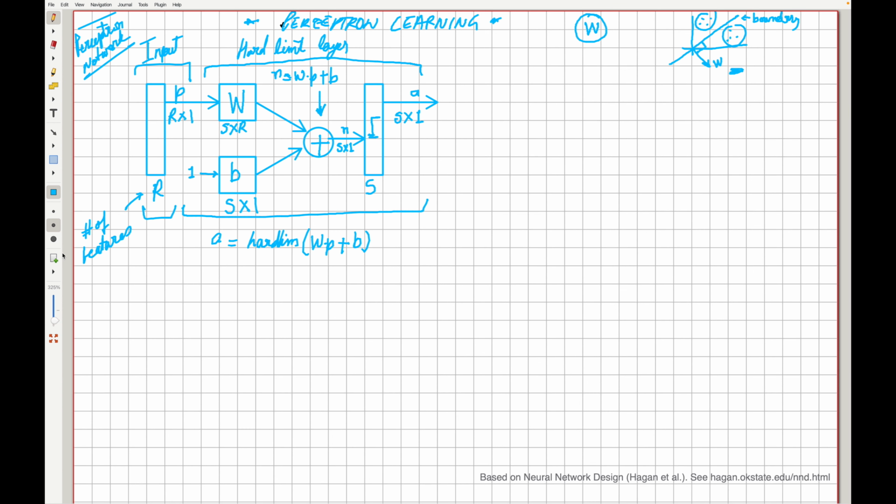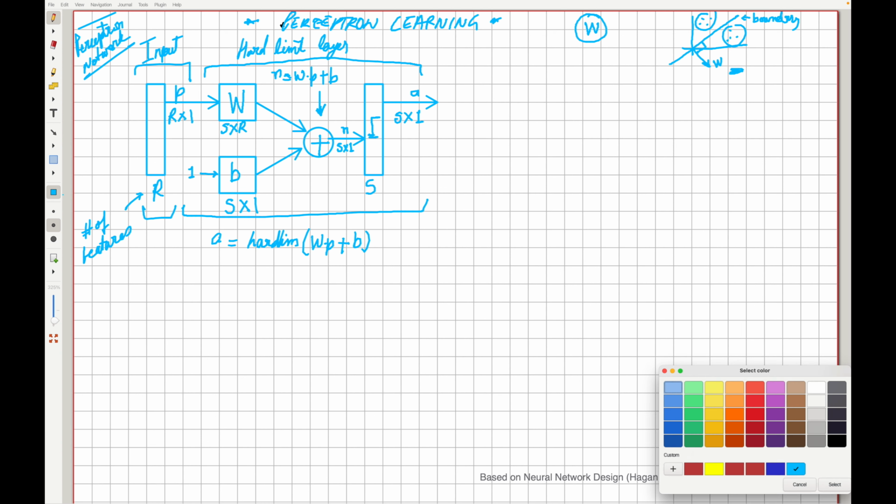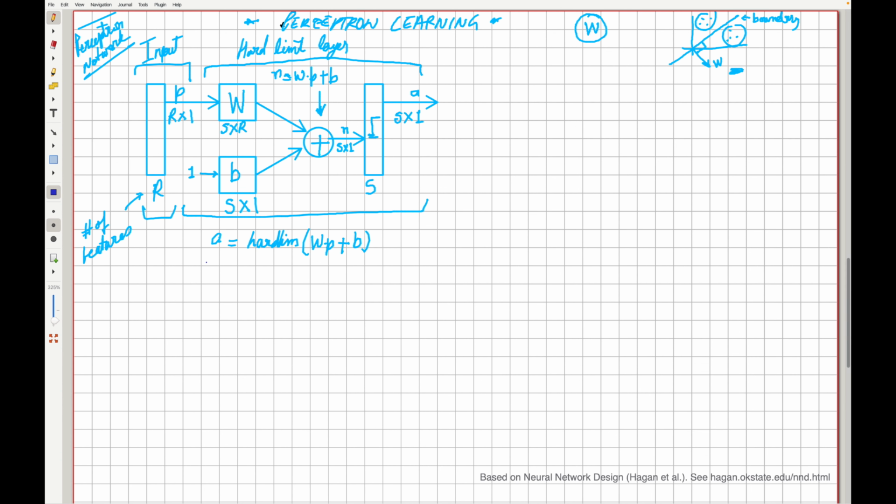Now let's look at some of the symbols that we are going to use. It's going to be the same as what we had before, but with slight differences. For example, the W matrix that we have, W is equal to, we know that this is going to be of shape S by R. So what it means is in each of these rows, so let me draw that right here.